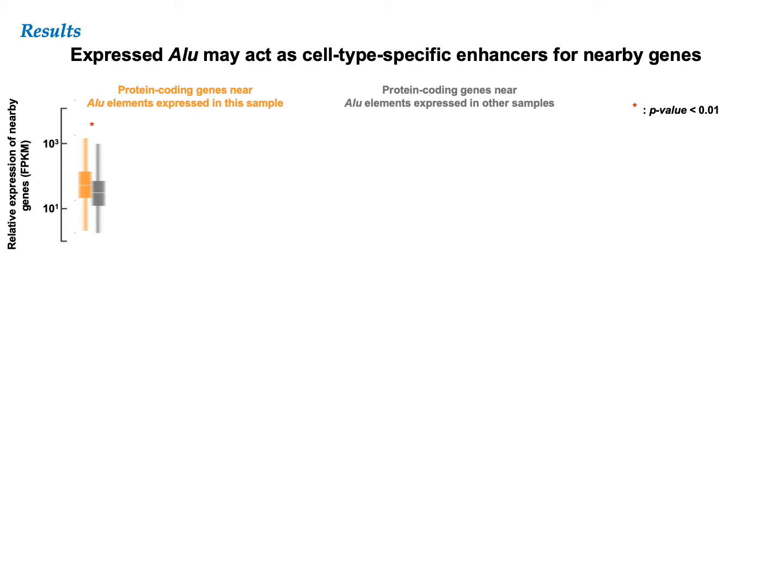We identified two sets of protein coding genes: those near expressed Alu elements in that particular sample, and those near Alu elements unexpressed in that sample, but expressed in another sample with RAMPAGE data. These two sets of protein coding genes are illustrated in yellow and gray, respectively, and the comparison between their expression levels is illustrated by the box plot, and a red asterisk above the box plot indicates that the genes near expressed Alu elements had a significantly higher expression.